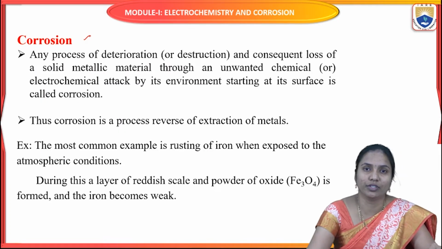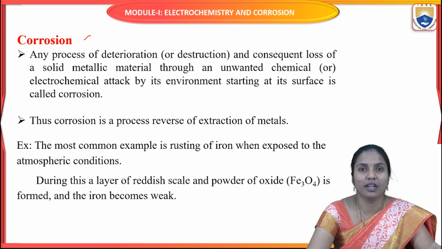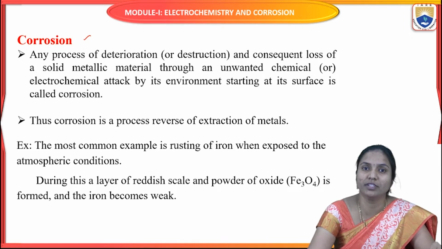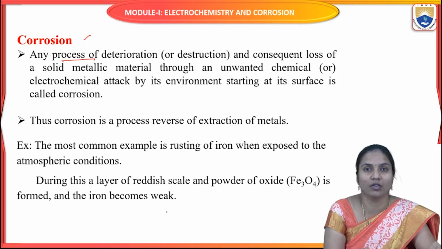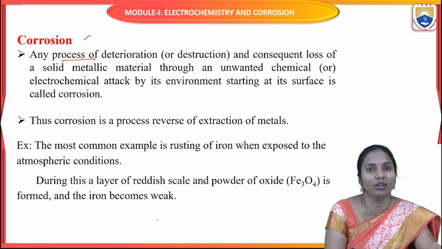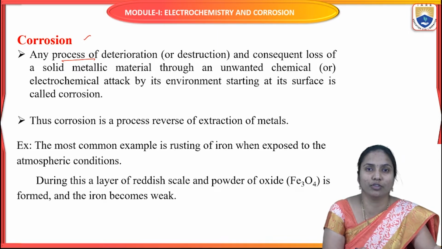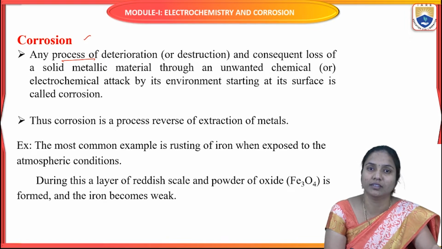So first, what is corrosion? Corrosion simply means loss of metal, loss of efficiency of metal. Any process of destruction or deterioration or loss of metal by attacking environment or atmospheric gases on the metal surface is called corrosion. Atmospheric gases means gases such as carbon dioxide, sulfur dioxide, hydrogen sulfide, etc., or environmental conditions like temperature, pressure, etc.